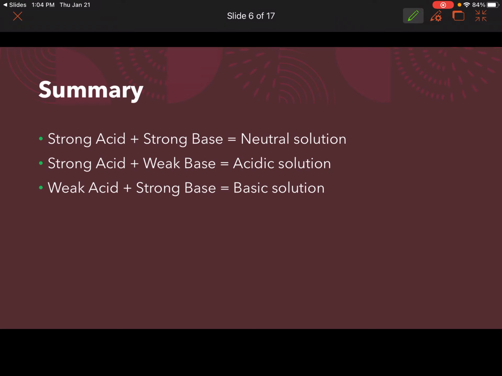Okay. So summary. A strong acid plus a strong base gives a neutral solution. A strong acid and a weak base is going to end up with an acidic solution. The salt will hydrolyze, leaving an acidic pH. And if we have a weak acid and a strong base, we end up with a basic solution, because the salt will end up hydrolyzing, leaving us with a basic solution.